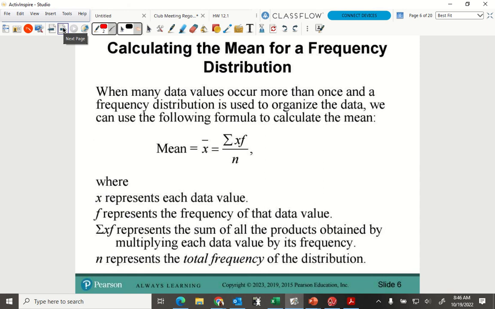Now, here's the same thing where we have calculated the mean for a frequency distribution. Many data values occur more than once and have a frequency distribution used to organize the data. We can use the following formula to calculate the mean. Now, this is slightly different because I'm not giving you every single point. I'm going to tell you how many times that point happens. Does that make sense?